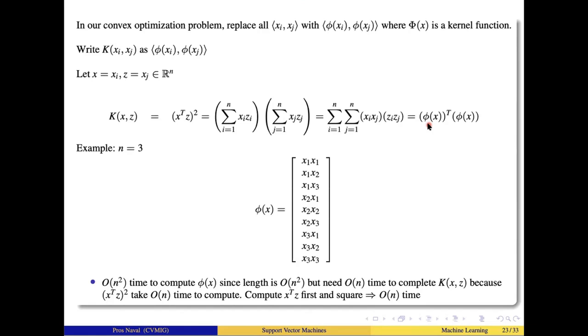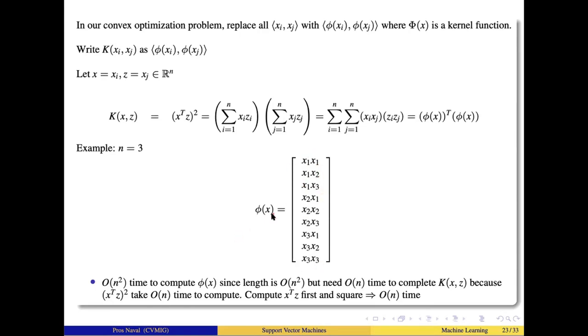The dot product of the kernel of x transpose x kernel z. So this is z. This is a typographical error. Now, for example, n equals 3. Okay, meaning 3 dimensions. N here is 3. So the kernel will just be x1, x1, x1, x2, x1, x3, and so on.